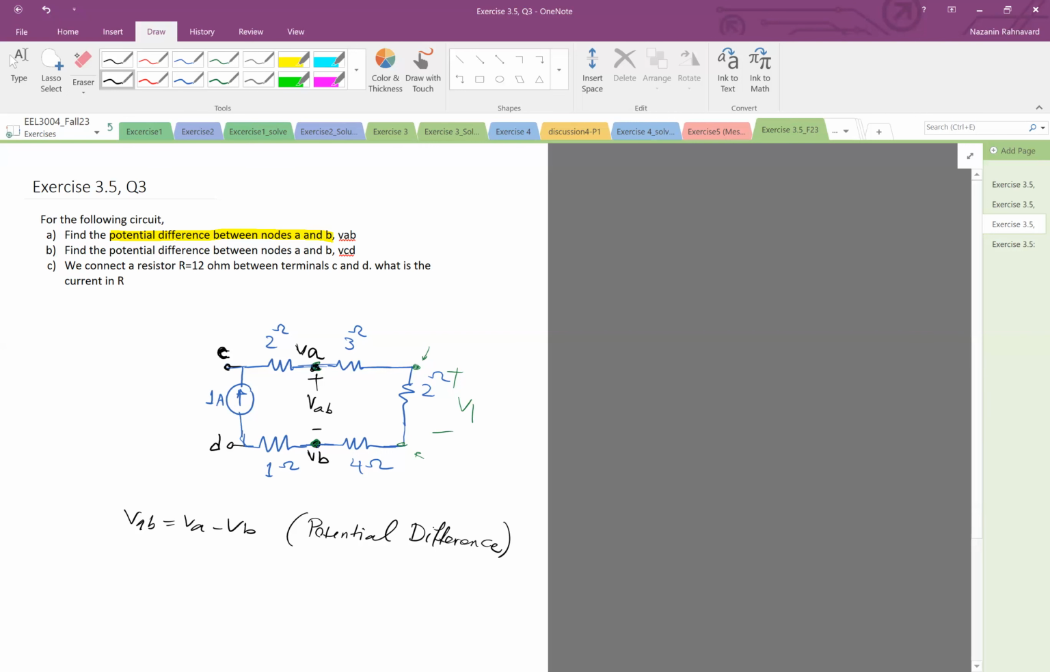In this circuit, we want to find the potential difference between node A and B and then node C and D. By looking at the circuit, it's just one loop, and we have a current source, so we know the current in the loop. 1 amp is going through the circuit. The whole circuit has 1 amp, so all the elements will have 1 amp.